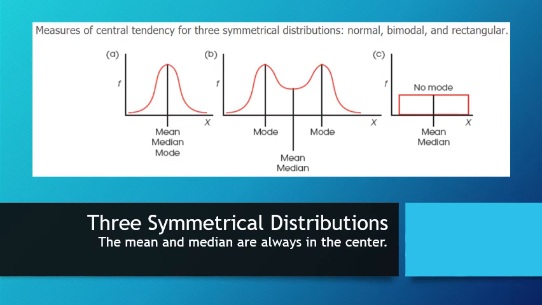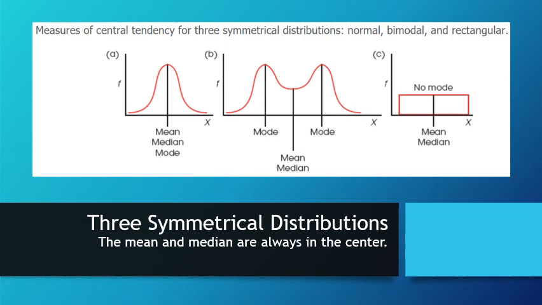This is where we have two humps, sort of like camel humps here. And there are two different modes. However, the mean and median are still in the middle, in the center of the distribution. And that line in the center is your mirror. So the left side of the graph looks exactly like the right side of the graph. They're symmetrical. All right, the last distribution is called rectangular because there's no mode.